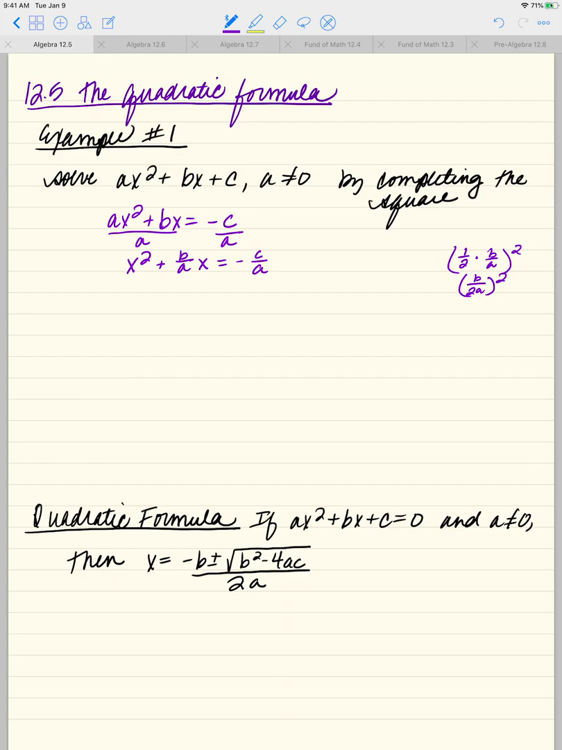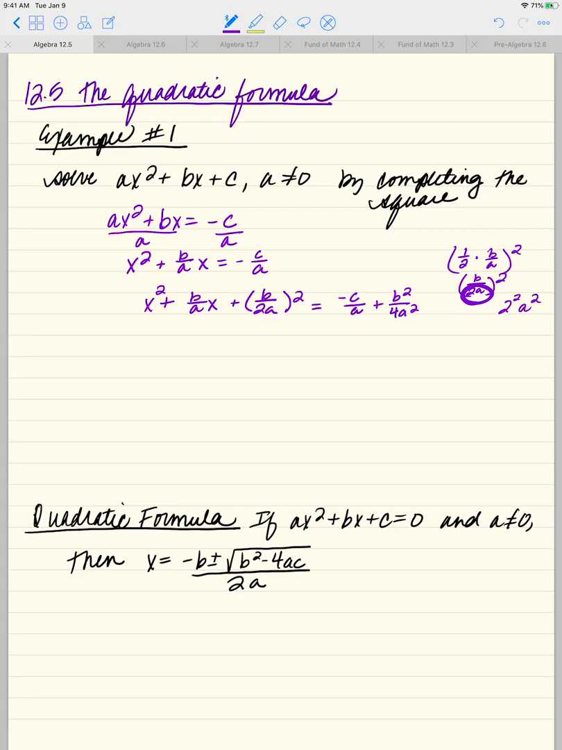Okay, so continue in completing the square over here. I get x squared plus b over a x, okay, plus my b over 2a squared is equal to negative c over a plus b squared over 4a squared. Make sure when you raise this denominator to the second power that you square both the 2 and the a. That's where the 4a squared came from.